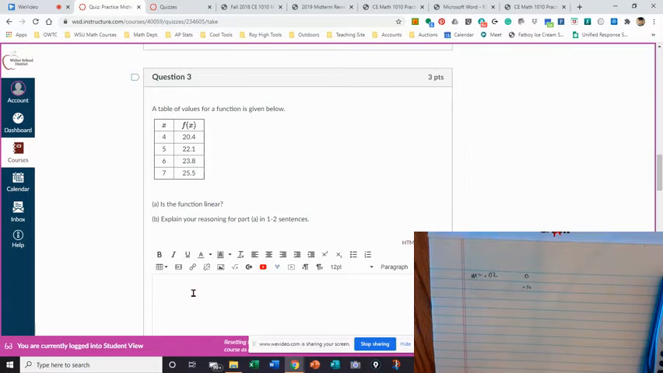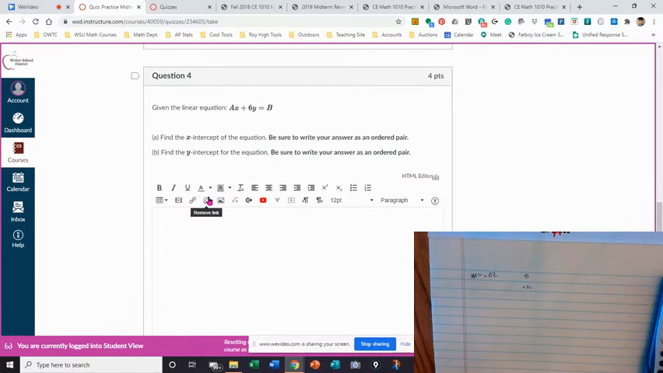So is the function linear? Yes. Part B, explain my reasoning in 1 or 2 sentences. My reasoning would be that the change in x is constant, going up by 1 with every step, and the change in f of x is going up by 1.7. Therefore, the rise over the run is increasing at a constant rate. Or I could just say m equals 1.7 for every single step.